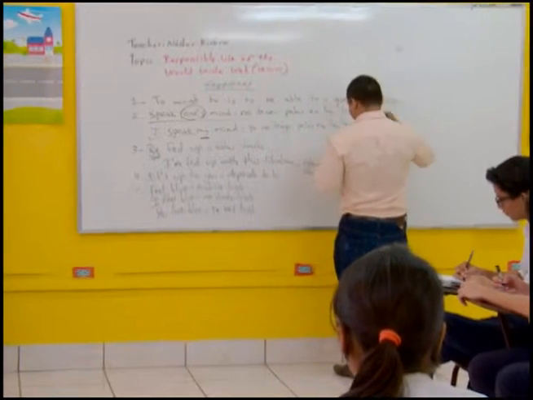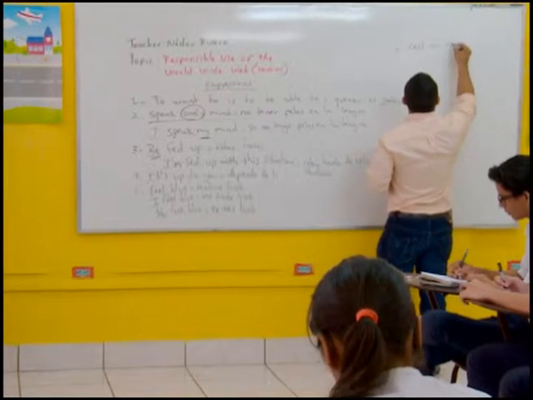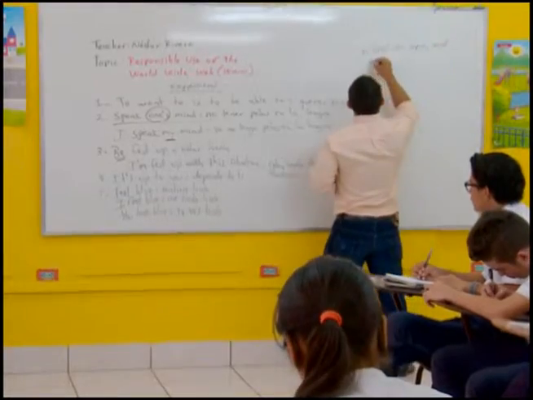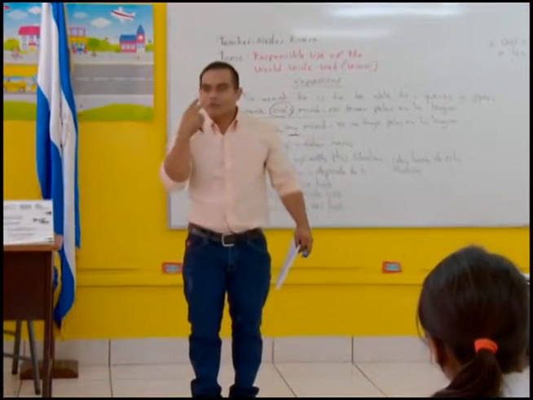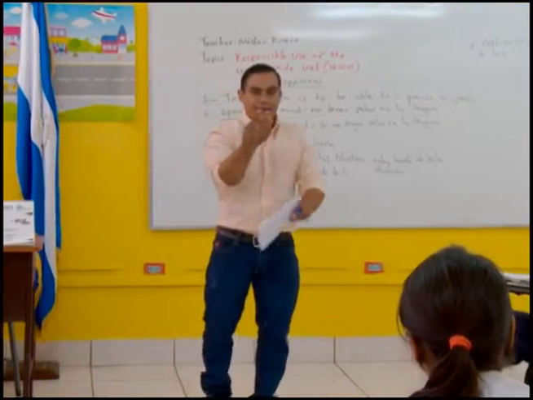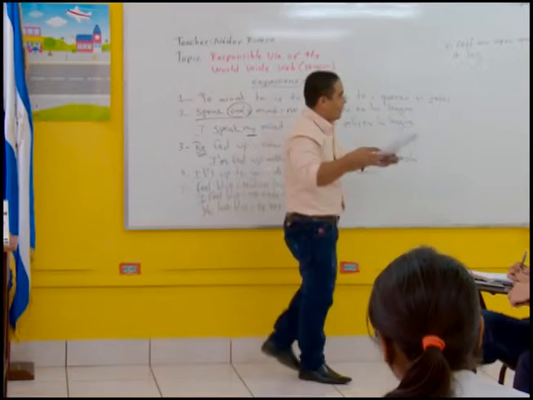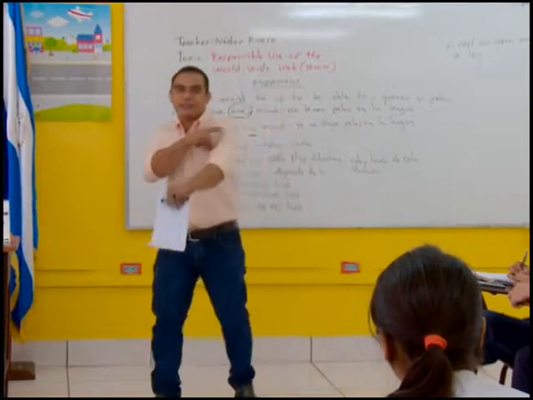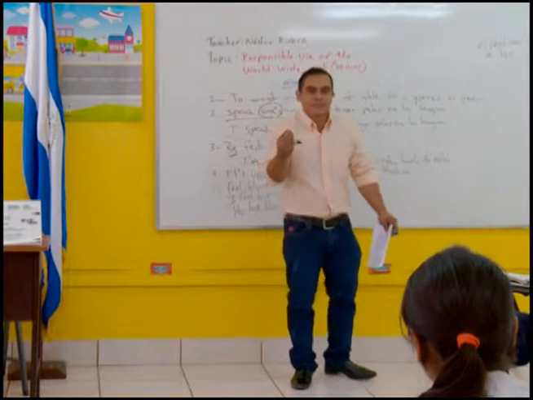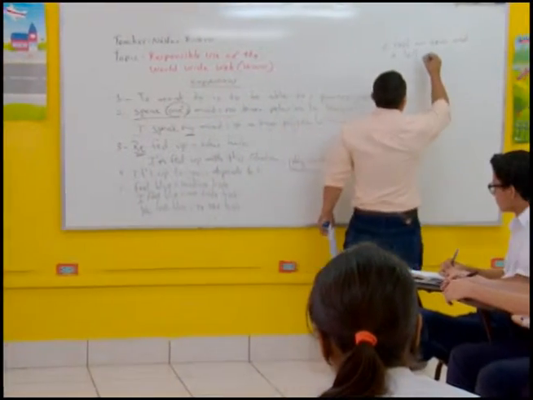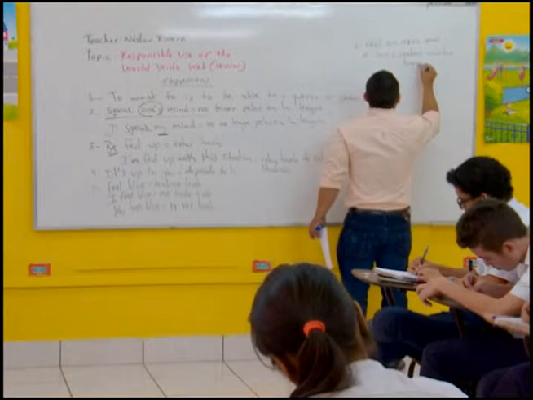Number 6. Cost an arm and a leg. Costar un ojo de la cara, decimos en español. En inglés, cost an arm and a leg. ¿Vieron la gran diferencia? Nada que ver con ojo en español. En inglés utilizamos brazo y pierna. ¿Qué significa costar un ojo de la cara? Caro. Costar mucho dinero. ¿Qué puedo decir?